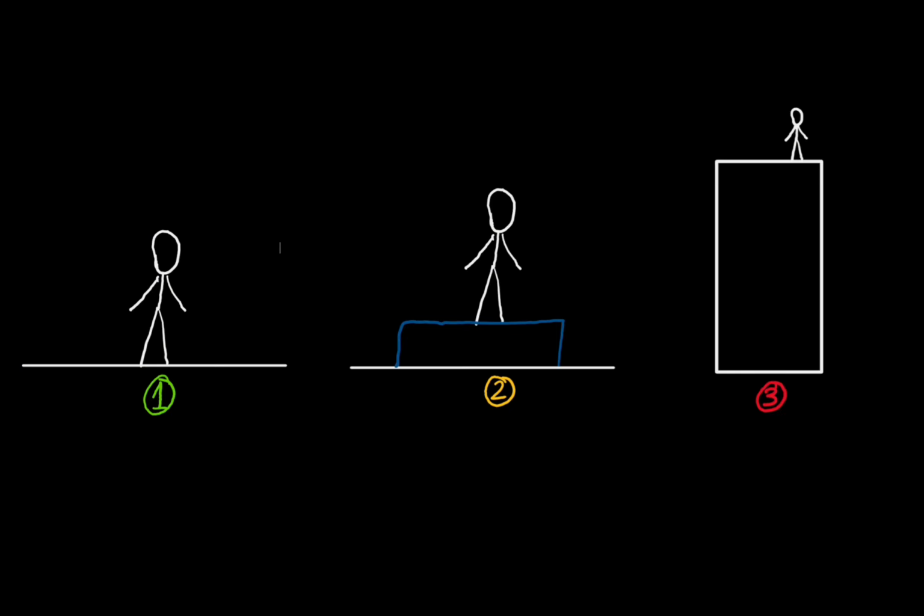In the first diagram, he's standing on the ground, which means his height above the ground is 0 meters. In the second diagram, the man is standing on a bench that is 0.2 meters tall, meaning that he is 0.2 meters off the ground. And in diagram 3, the man is standing on the top of a 25 meter tall building.